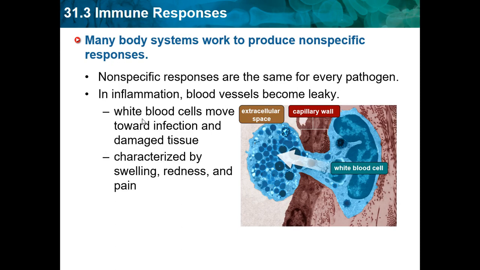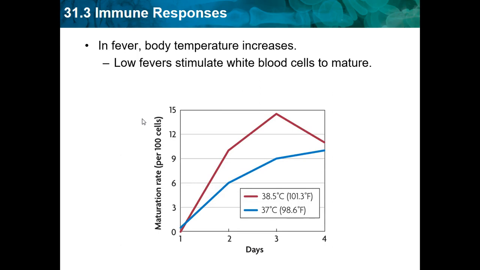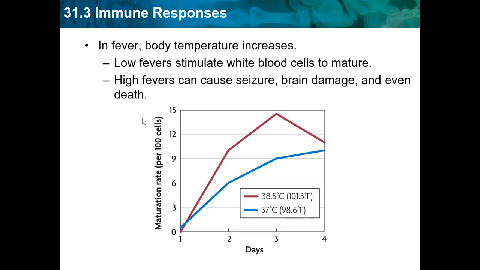It's characterized by swelling, redness, and pain. Examples are fever and inflammation. In fever, body temperature increases. Low fever stimulates white blood cells to mature. High fever can cause seizure, brain damage, and even death.